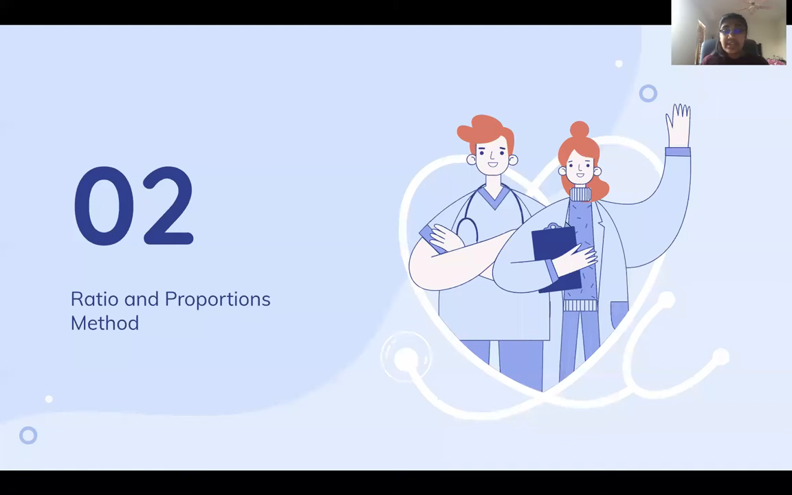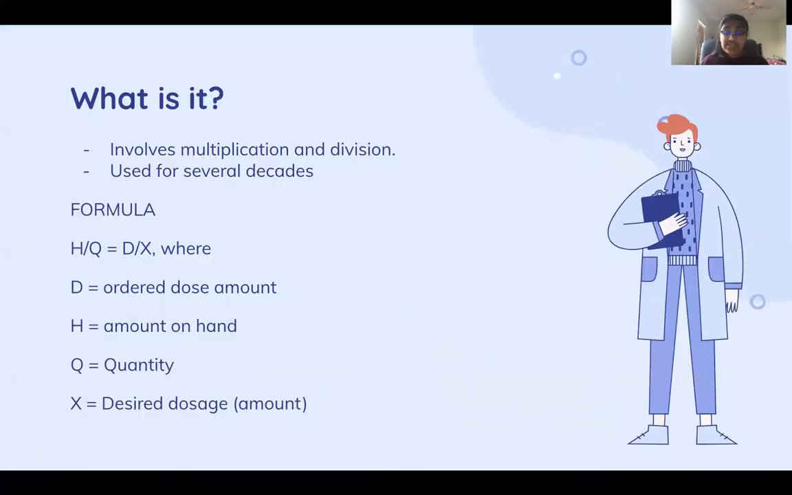The second way that medicine is calculated is through the ratio and proportions method. This method has been used for several decades because it is very simple, only involving multiplication and division. The formula for this is just how you would solve a proportions equation, where H over Q is equal to D over X, where, as we said in the first method, the same variables remain with the same definitions.